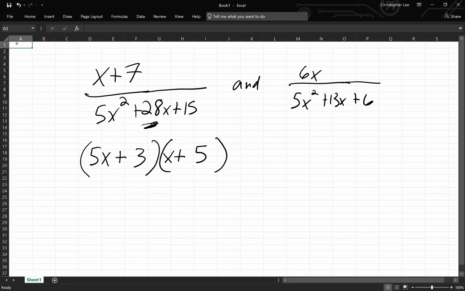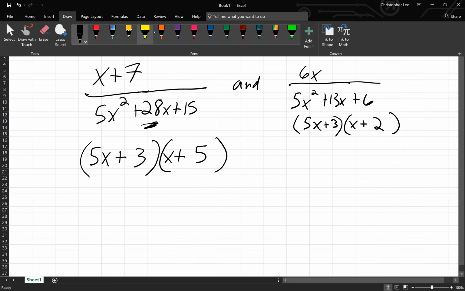So I have 5x squared plus 13x plus 6. Let me think about that. So I have a 5x, I have an x. They're both going to be positive. And you said x plus 2? All right, that's good, because 5 times 2 is 10 plus 3 is 13. Excellent. So what I'm doing here now, what color? I'm gonna do pink.